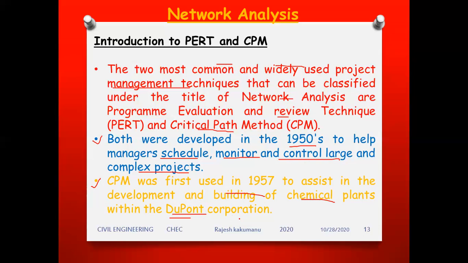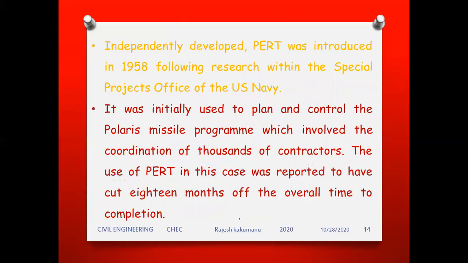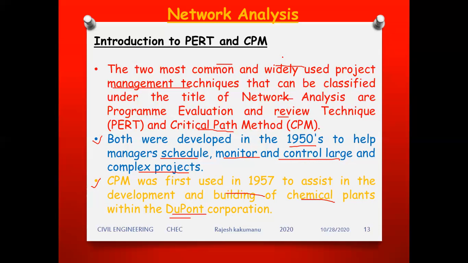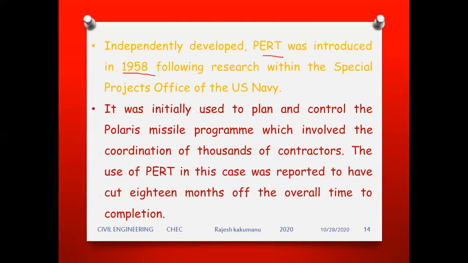Next, PERT was developed independently and introduced in the year 1958. So the CPM was discovered in 1957 and PERT was discovered in 1958, following research within the Special Projects Office and the US Navy, right? It was initially used to plan and control the Polaris missile program, which involves the coordination of thousands of contractors. The use of PERT in this case was reported to have cut 18 months from the overall time of completion.